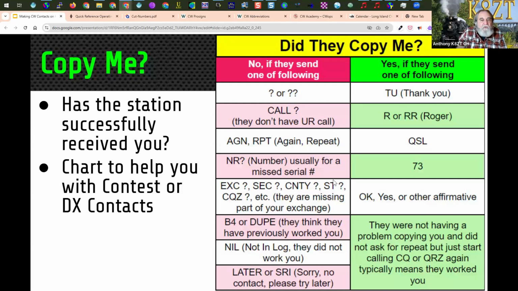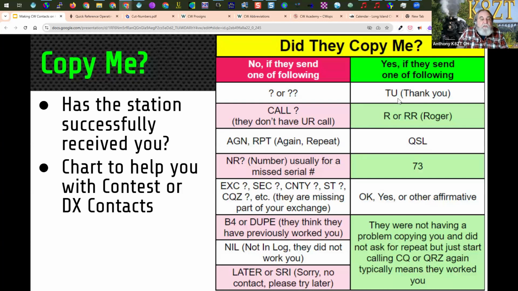Now this chart is a little complex because it has both phone and CW in it, but we're only talking about CW today. So a question mark means they need more information. A call with a question mark means they didn't get your call. Again, repeat. NR with a question mark means they're missing a number. They might also do any part of the exchange, B4 or dupe, although you're going to see B4 much more common than dupe in CW. NIL, not in the log. Later, or sorry, SRI.